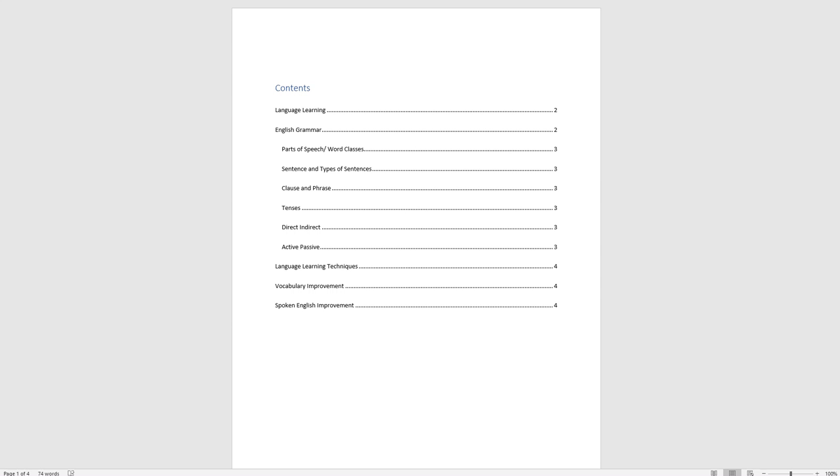The next component in the grammar section is clause and phrase. In clause and phrase, we break down the sentence into elements, components or parts. Within a sentence, there are several clauses or phrases. Why is this section included?